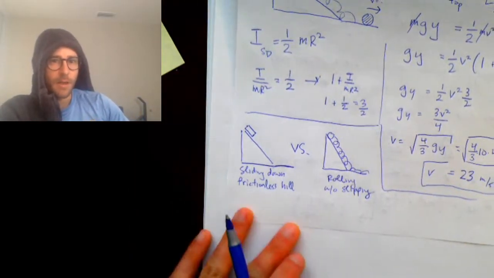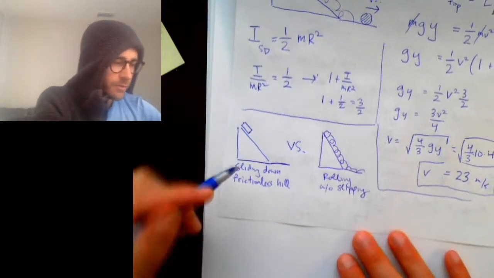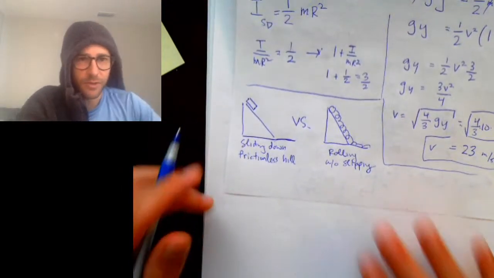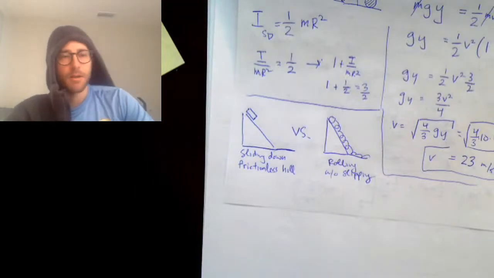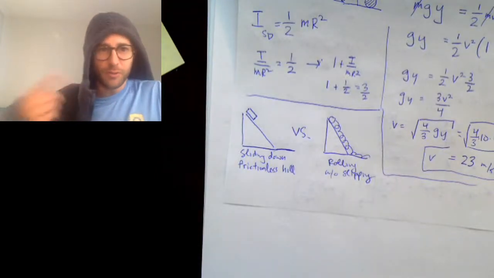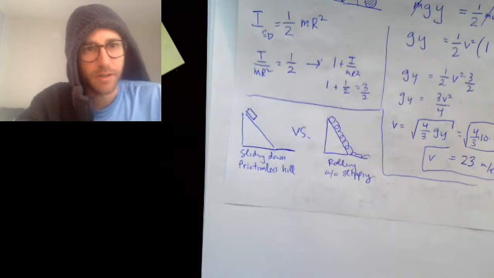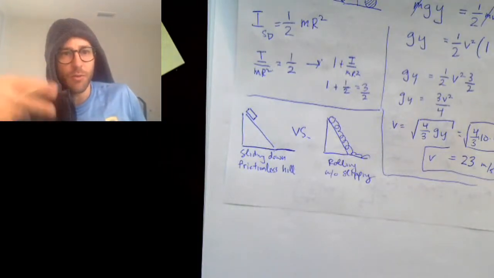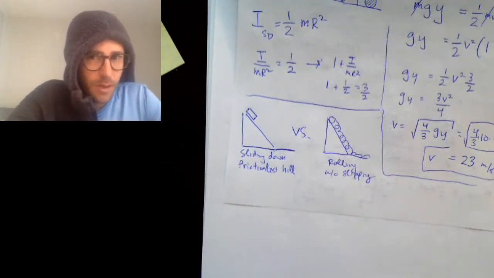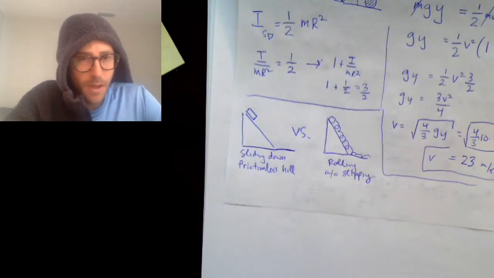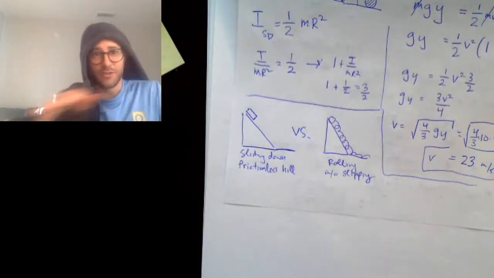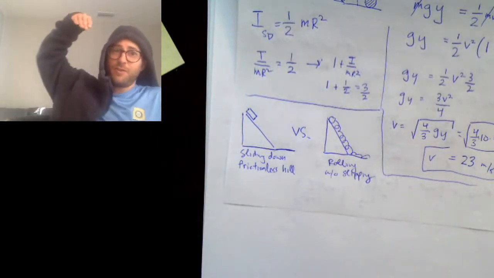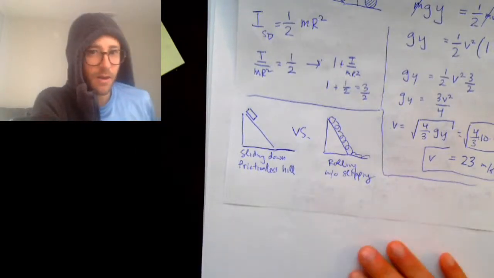Okay? And it turns out, for example, if you had a skier versus a ball that's rolling down a mountain, same slope, which one is going to go faster? It turns out that the skier will go faster. This is assuming that the skier isn't doing any turns or anything. The skier is just going straight down. Okay?